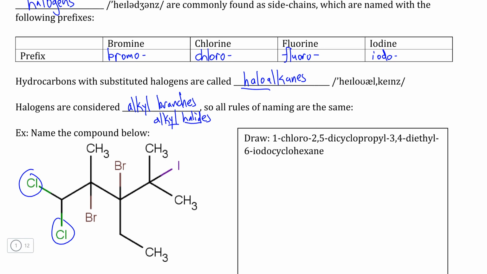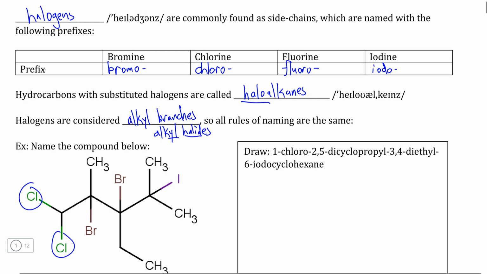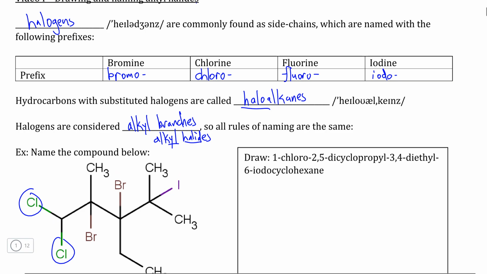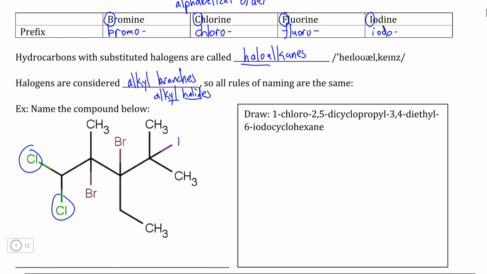Now, since all of the rules remain the same, this is why the order has been written out like this, because bromo would appear in a name before chloro, which would appear before fluoro, which would appear before iodo, because again, the rule of alphabetical order, which I can actually spell properly, still applies not just now to alkyl branches, but also to alkyl halide side chains as well.